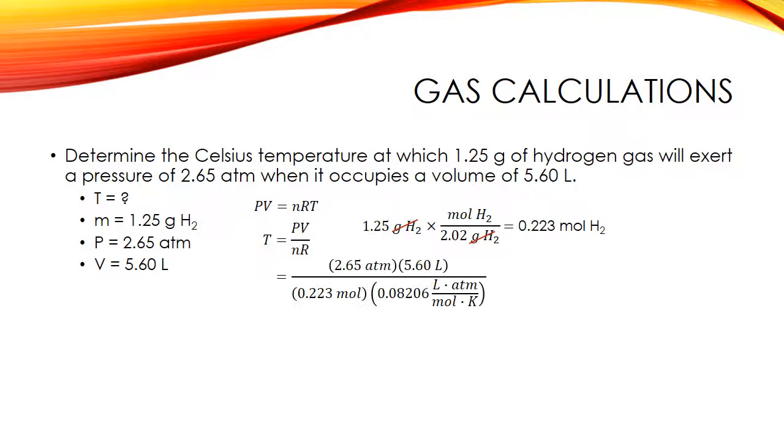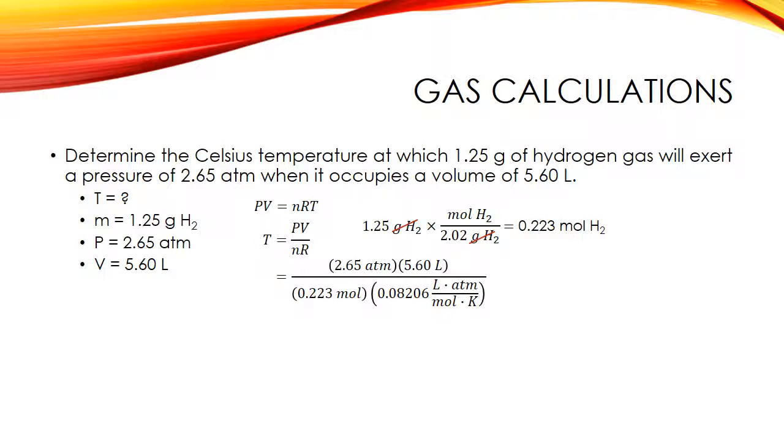So just plugging in the values: the pressure of 2.65 atmospheres times the volume of 5.6 liters divided by, again, n, the number of moles. That's what we just calculated here. And then the R value we use is the one that has atmospheres in it, because we're going to need to cancel with our pressure unit, atmospheres.